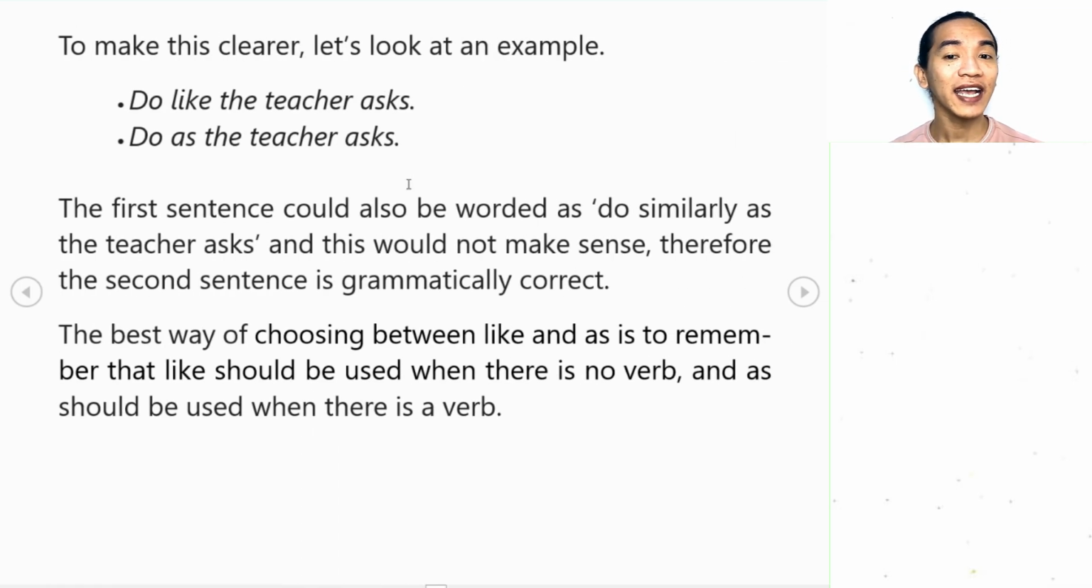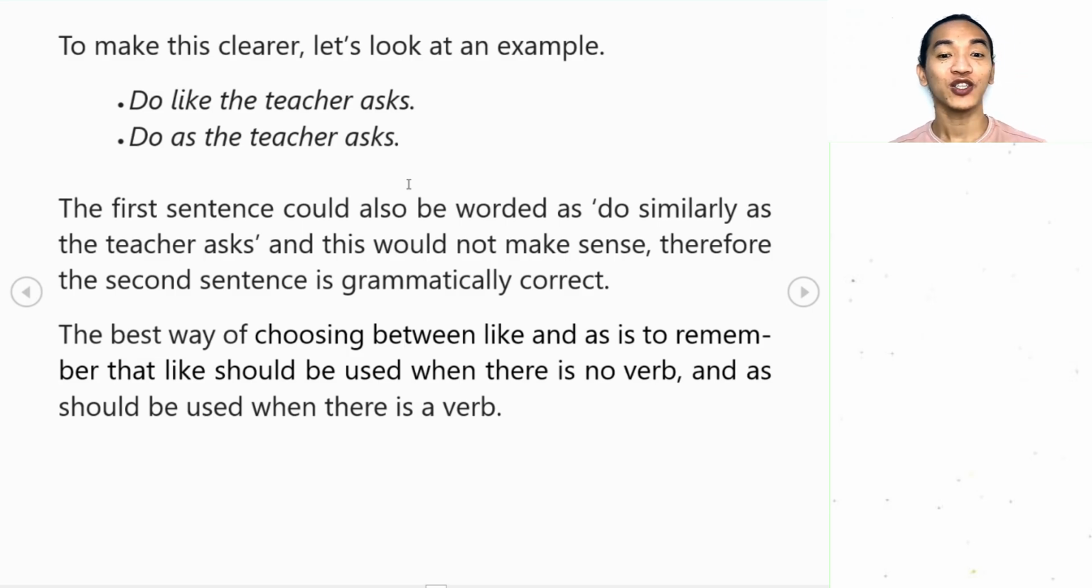Do like the teacher asks. So do similar the teacher asks, then the sentence does not make sense, right? So therefore, instead of using like, we have to use as. Do as the teacher asks. In this case, it would sound much better when we say similarly as the teacher asks.